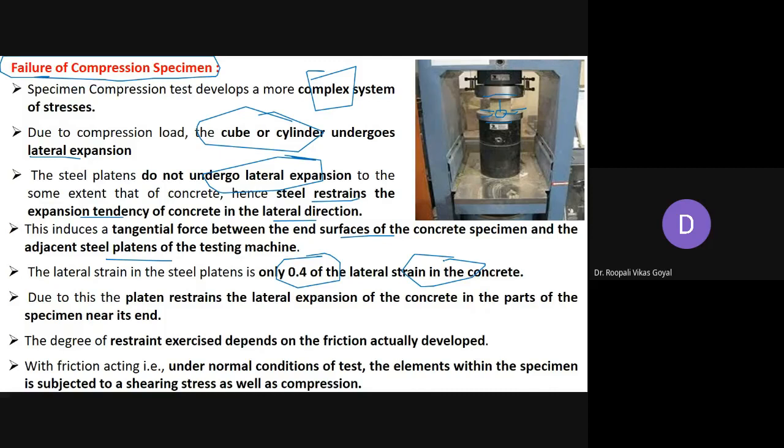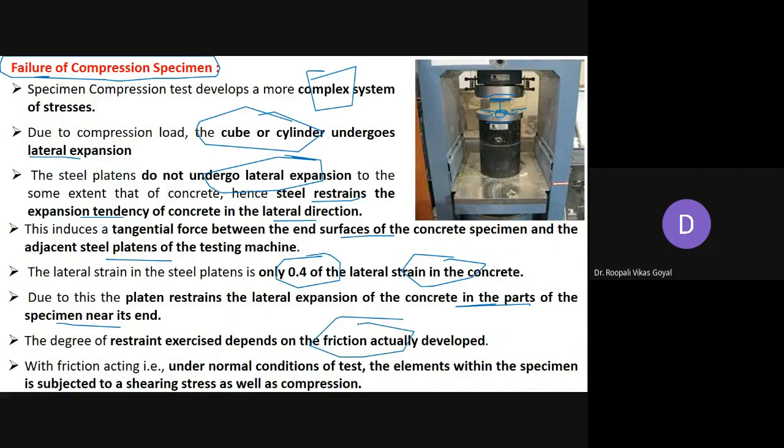And as the steel platen restrains the lateral expansion of the concrete in the part of the specimen near its end, there will be more effect at the ends, that it will try to restrain. So these two areas which are nearby your steel platens will be more affected, and more restraining effect is observed. Okay, so the degree of restraint that is exercised depends on the friction which is actually developed.